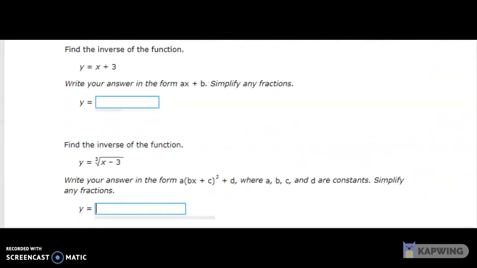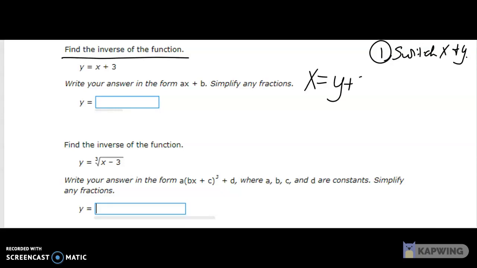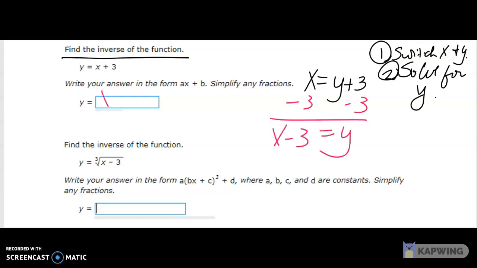Well, we're going to find inverses. So if we find inverses, there's two or three steps. One, switch x and y. What does that mean? Okay, it says find the inverse. So we're going to switch the x's and the y's. Everywhere there's a y, we're going to put an x, and everywhere there's an x, we're going to put a y. So we have x equals y plus 3. Step 2, solve for y. So how would I get y by itself? I would subtract 3. So y equals x minus 3. So x minus 3 goes in that box, and x minus 3 is the inverse of x plus 3.